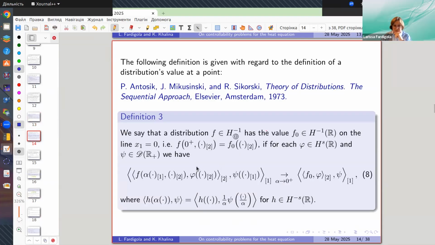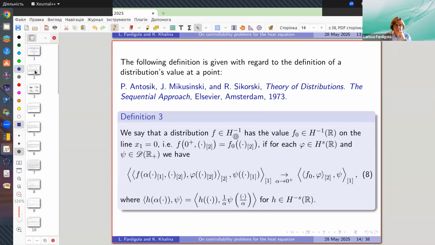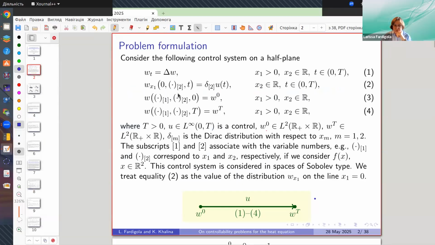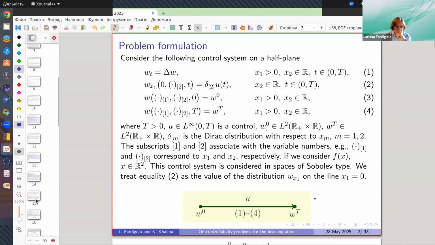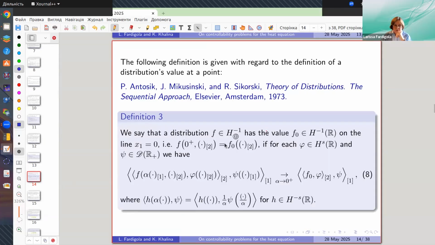Also, we consider the value of distribution at the point 0 according to the following rule. In fact, we consider this value as the limit when the first argument of f is multiplied by alpha, and alpha tends to 0.